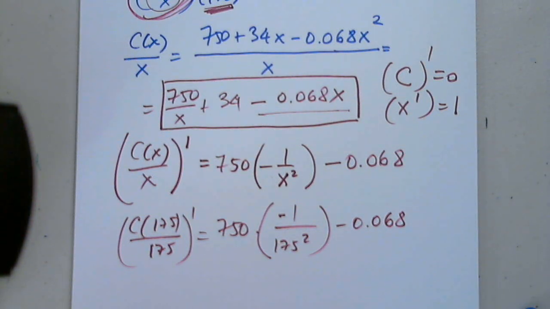So I have 750, put parentheses, minus, every time you start somewhere with this, it's not the operational symbol but the negative symbol, 1 over 175, you put square on it, close the parenthesis, and minus 0.068 and enter. So this is negative 0.0925.